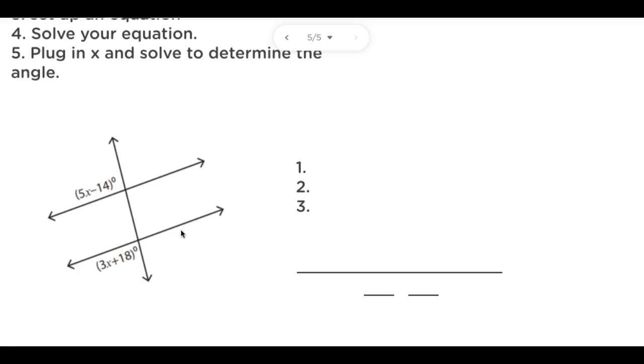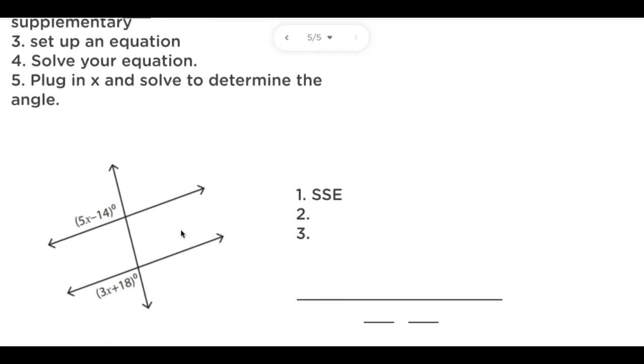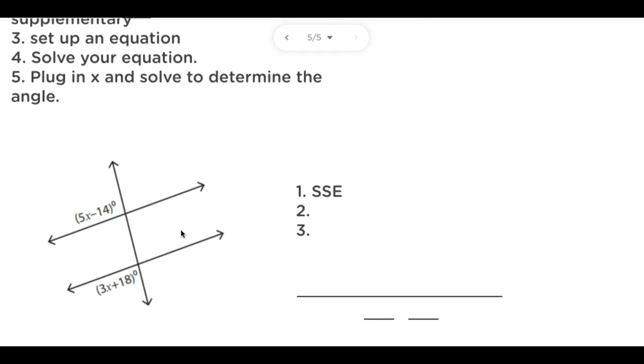Step one is still determine the relationship. And the relationship here is same side exterior, and I'm going to put a little SSE there for that. Now, is it congruent or is it supplementary? We're still following our steps. I always tell my students face to face, whether it's same side interior or same side exterior, they're going to be supplementary angles. So those two are supplements. Now, what does supplement mean? Supplementary means we add the angles together to get 180.